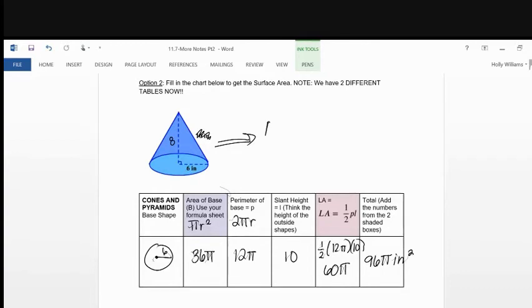Pythagorean theorem. So I'm just going to put a note here that says you may have to use Pythag to find the slant height. So just keep that in mind. That's just one of the tools you have to solve these problems. So you may have to use Pythag to find the slant height.